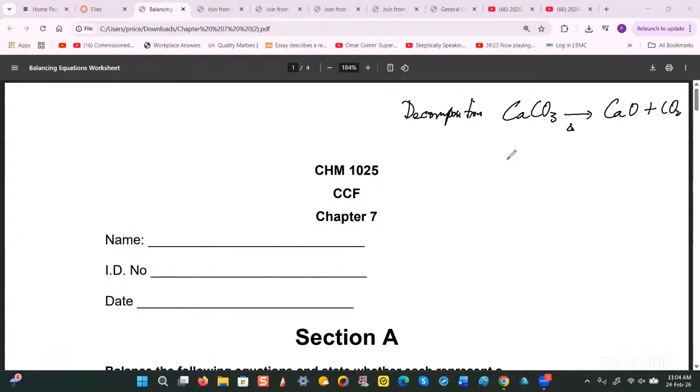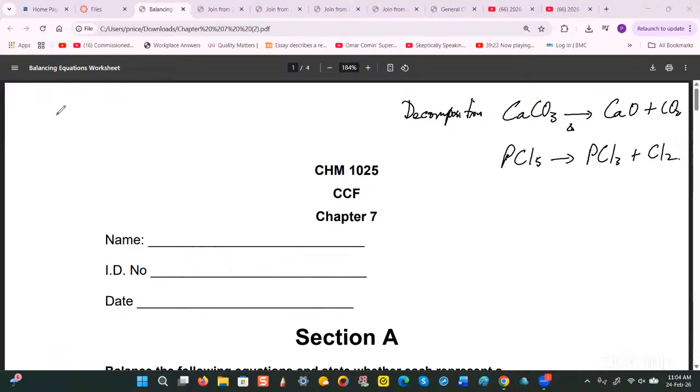Or if you heat PCl5, phosphorus pentachloride, you're going to get PCl3 plus Cl2. So in both of those cases, you can see clearly you're starting off with one reactant and you're ending up with more than one product. So that's decomposition.